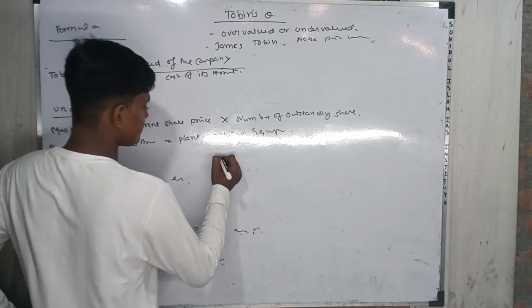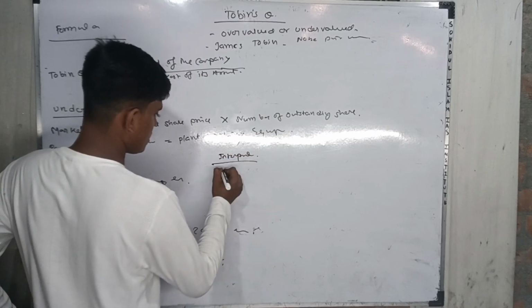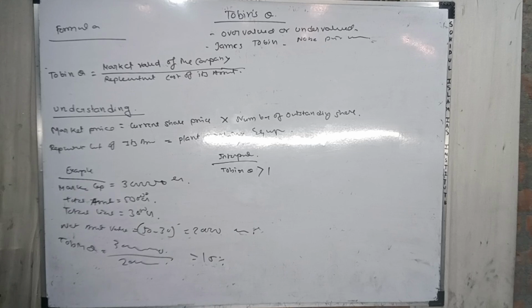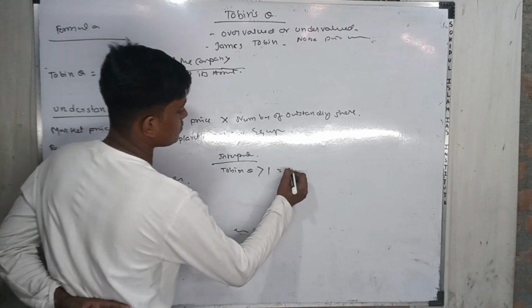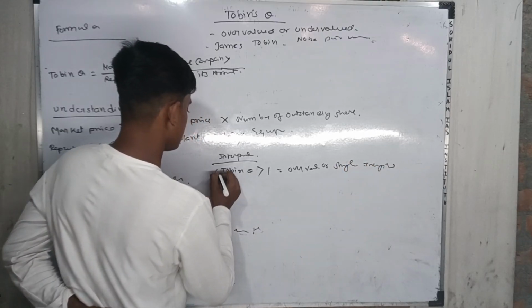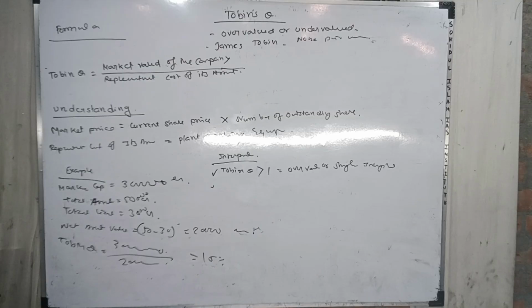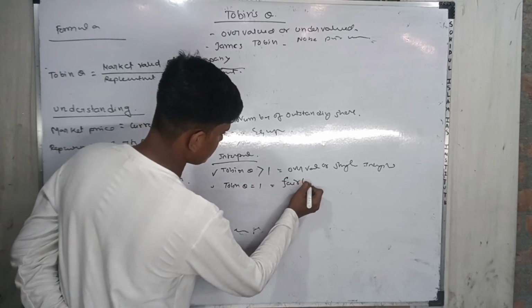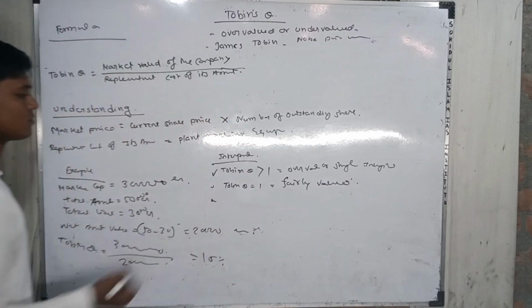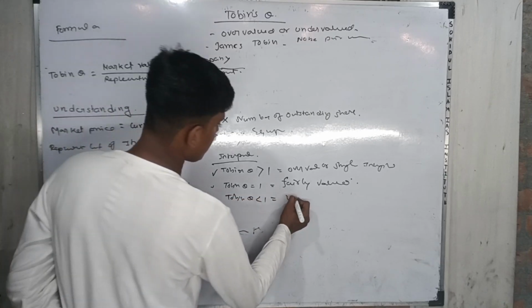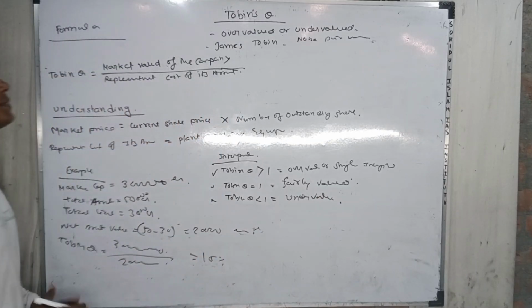Interpretation of the Tobin Q ratio: if Tobin Q is below 1, the company is undervalued. If Tobin Q is 1, it is fairly valued. If Tobin Q is above 1, it is overvalued or has strong intangibles.